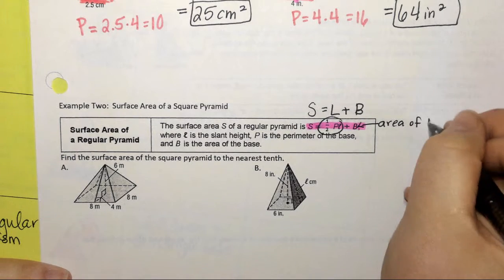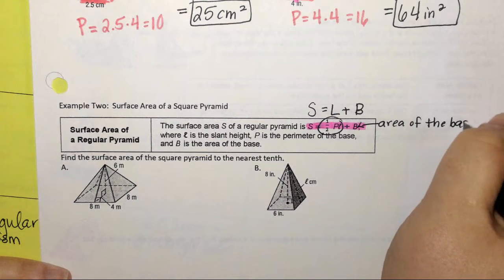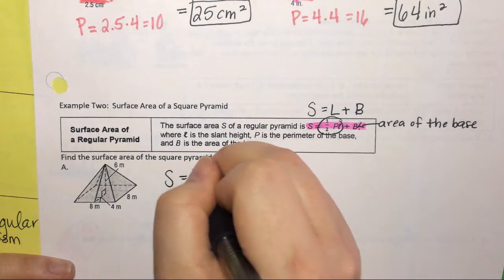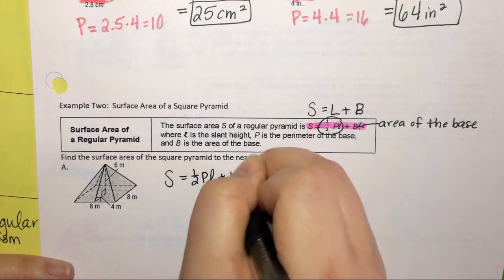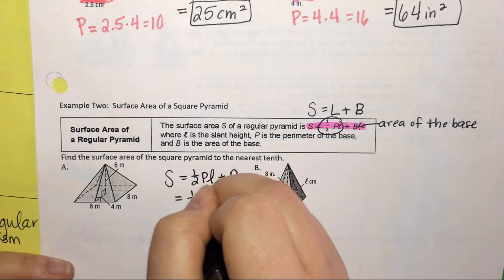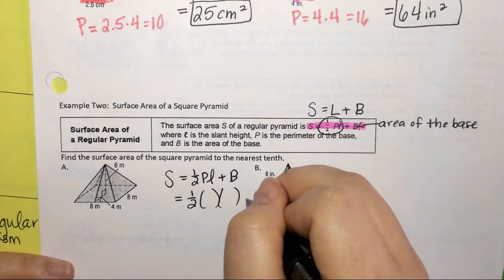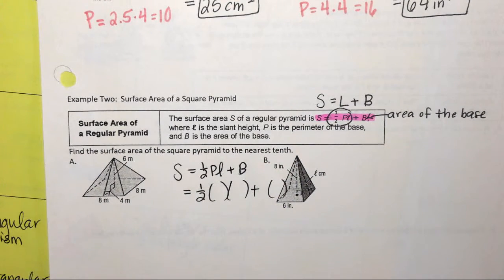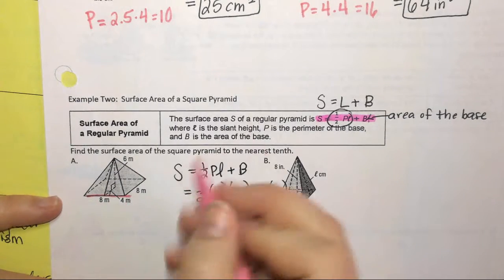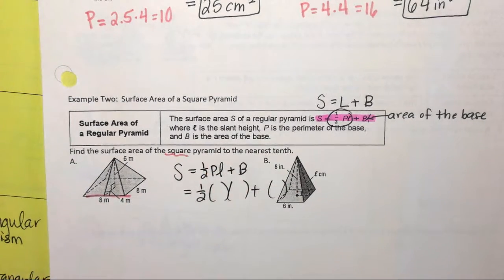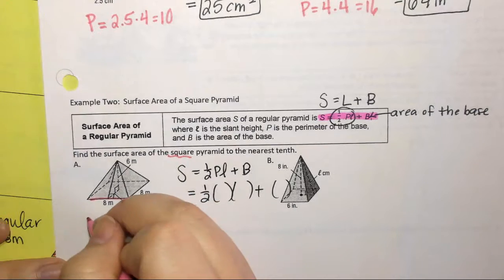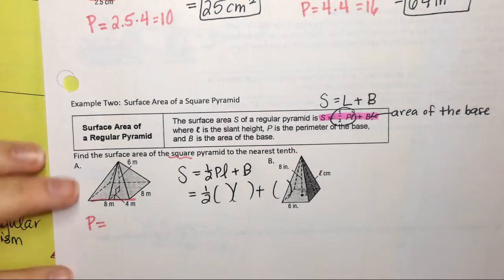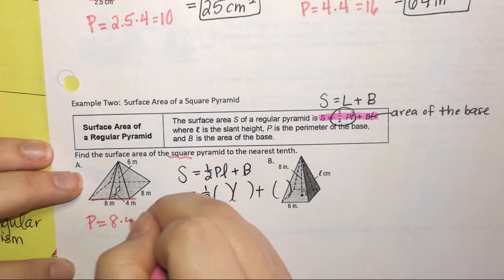So we need to find the perimeter of the base and the area of the base. So my formula, S equals 1/2 PL plus B. I've got to find 3 numbers to plug in: the P, the L, and the B. But again, I'm given a square. That does make life a little easier. So what is the perimeter of my square? 32. Yes, because 8 times 4 is 32.